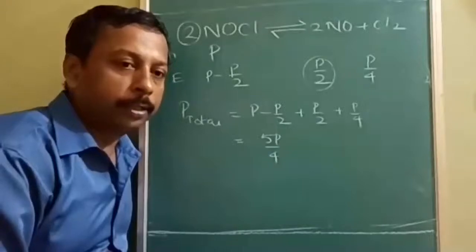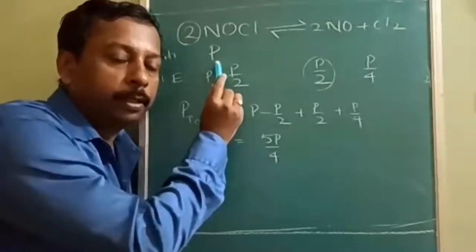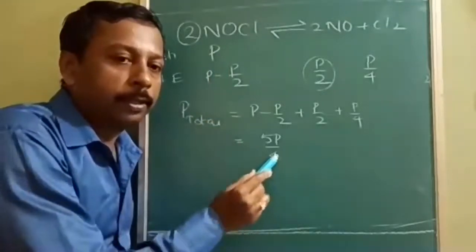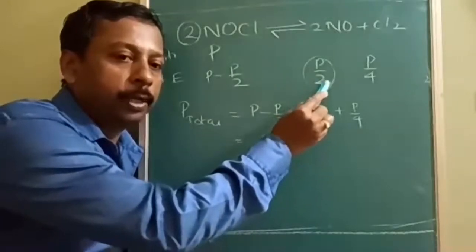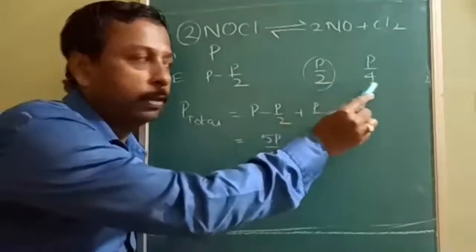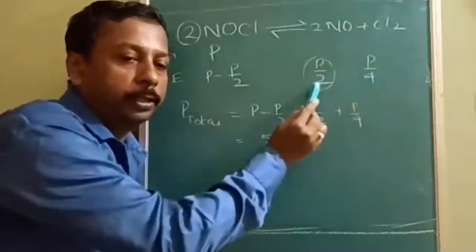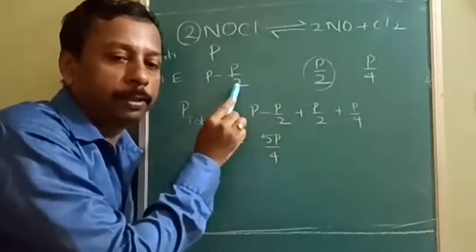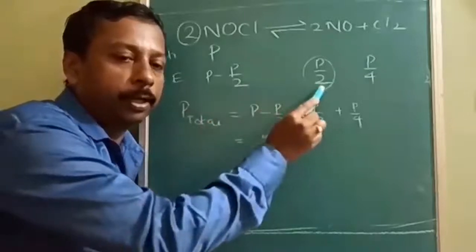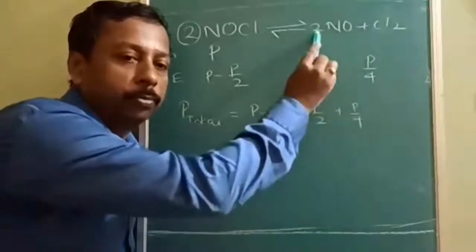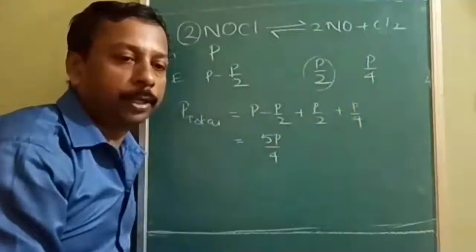Here in this question, the initial pressure of NOCl was given as P, and we have to find the total pressure when the equilibrium pressure of NO is P by 2. If it is P by 2, a similar pressure will come from Cl2 also. Half of that pressure comes from Cl2, and this much is subtracted from the total pressure. So P minus P by 2, how it came, is it understood? And this P by 2 is already given. Why is it P by 4? Because for 2 moles it is P by 2, then 1 mole will be P by 2 by 2, that is P by 4.